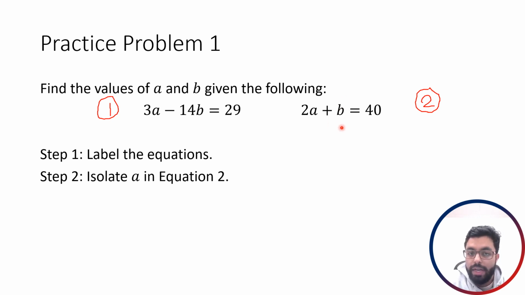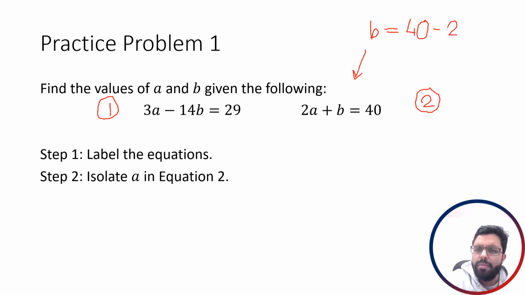So for instance, I could very easily say, oh, b by itself over here in equation 2 makes it a good candidate to isolate because all I have to do is subtract 2a from both sides and I'll end up with b equals 40 minus 2a. Did I say divided by before? I meant subtraction. So if I were to isolate b in equation 2, that would give me b equals 40 minus 2a, just subtracting 2a from both sides.